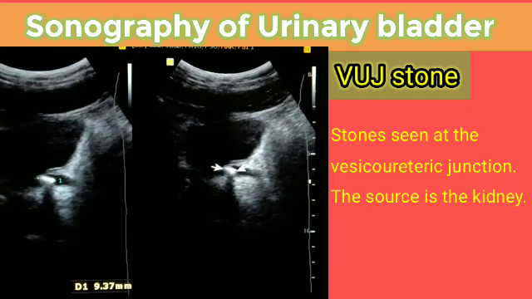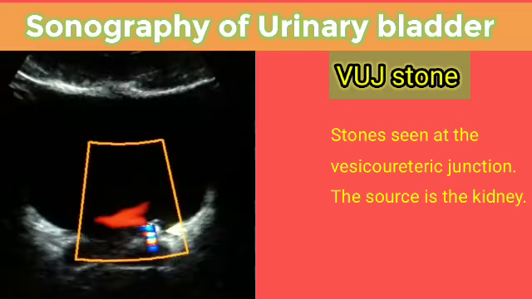Here is another stone in the left vesicoureteric junction. You can appreciate the yellow line demonstrating the posterior acoustic shadows. This stone measures about 9.3 millimeter. That is the calculus. That is how it is appearing on color Doppler interrogation.